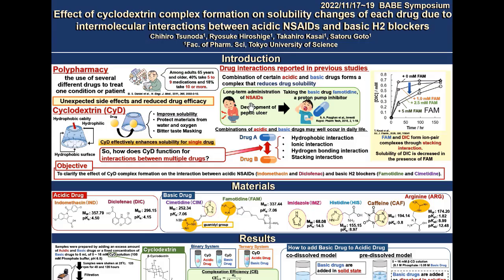Long-term administration of NSAIDs is well known to cause peptic ulcers, and famotidine is the most commonly prescribed drug for the treatment of peptic ulcers. In this context, such a combination of acidic and basic drugs is considered a polypharmacy event that can occur in daily life. In this study, we focused on how cyclodextrin works against the unexpected decrease in drug efficacy caused by the coexistence of multiple drugs.